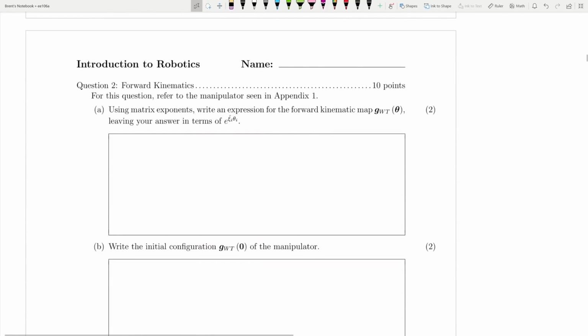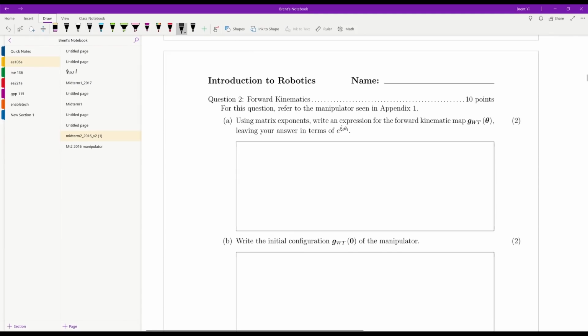This time it's a question on forward kinematics, and we want to refer to some manipulator in the appendix. So part A asks us to use matrix exponents to write an expression for the forward kinematics map GWT of theta. We know that we can always find GWT of theta as some mapping from GWT of 0. So we know the initial configuration, and we want to parameterize it by the joint angles in theta.